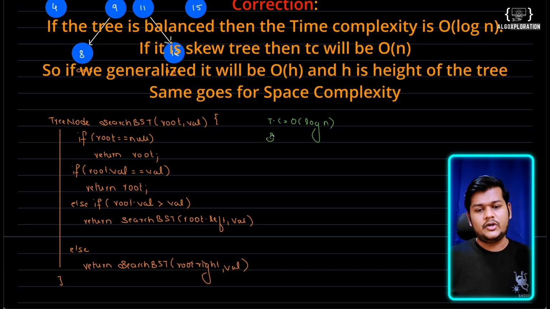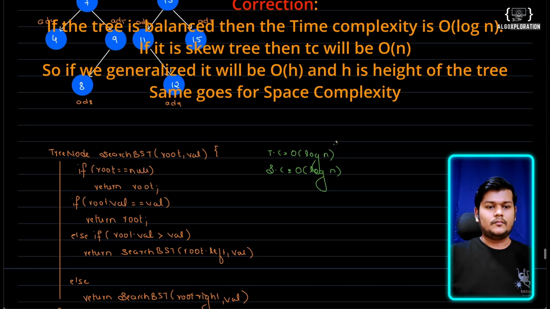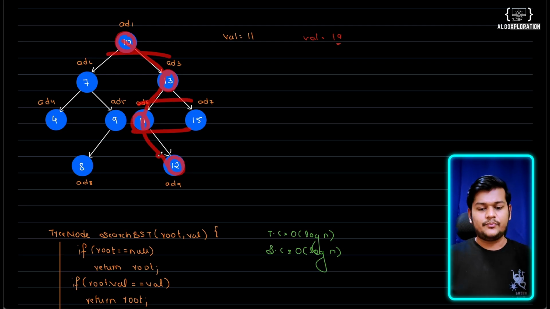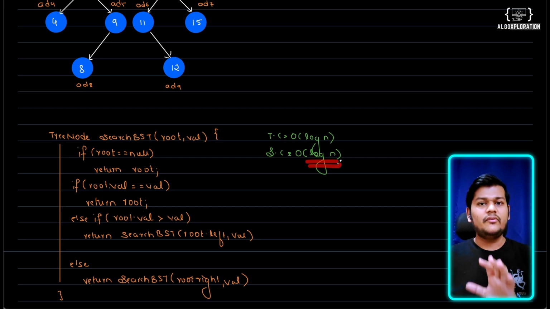And talking about the space complexity, it will be log n only. Why? Because we are going level by level, right? So first this will be stored, then this, then this. Let's say I wanted to search 12, then these will be stored. So over here only these things are stored in the stack. Here it is nothing but a level, that means the height. That's the reason the space complexity is also log n. So I believe that you got it.